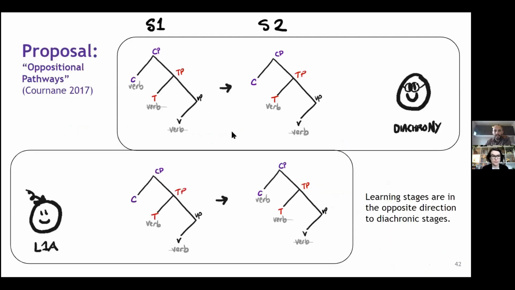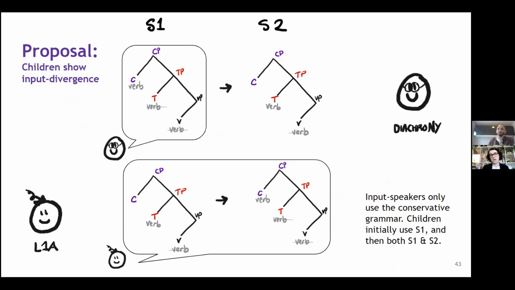Right, so back to Ailís then. So this we can do really, really quickly, because actually we have the exact same model we'll use here. So the conservative grammar has the movement all the way up to C, the innovative grammar only moves to T, and children show the opposite, initially assuming only movement to T and not yet to C.